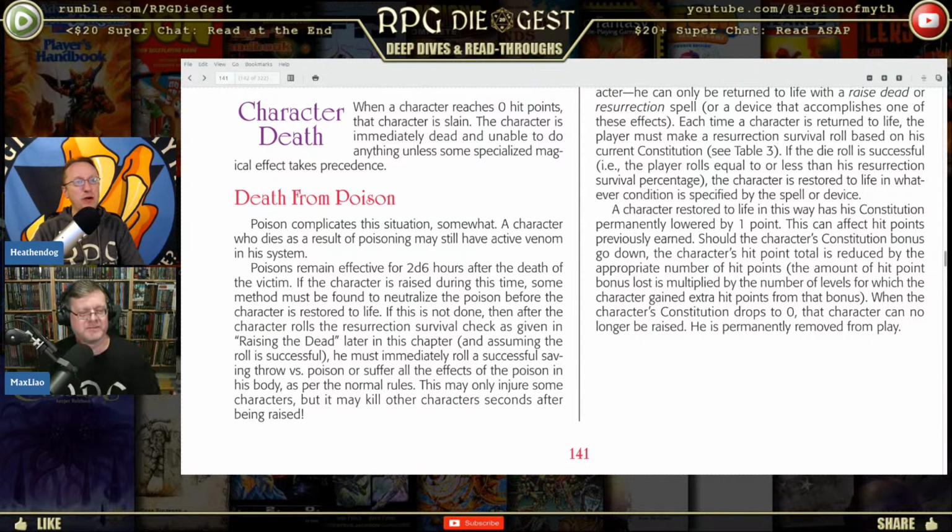He must immediately roll a successful saving throw versus poison over again, or suffer all the effects of the poison in his body, as per the normal rules. And usually you're not raised with full hit points. So yeah, you could just die right away.